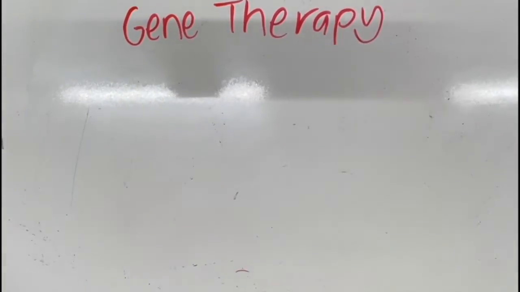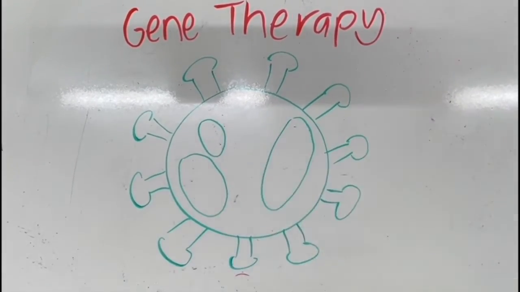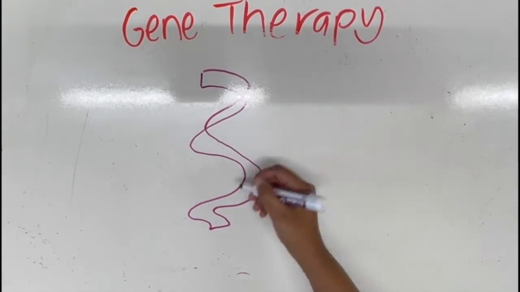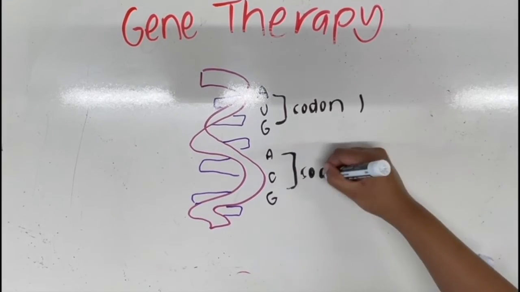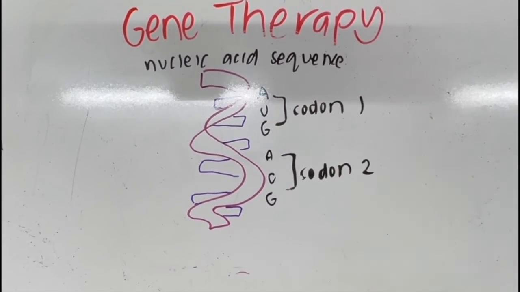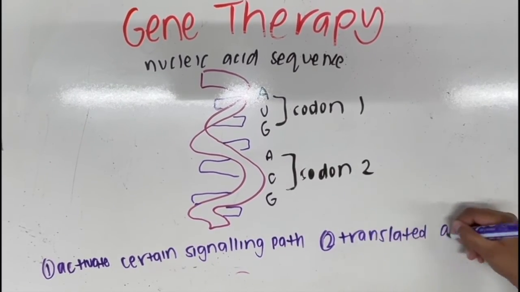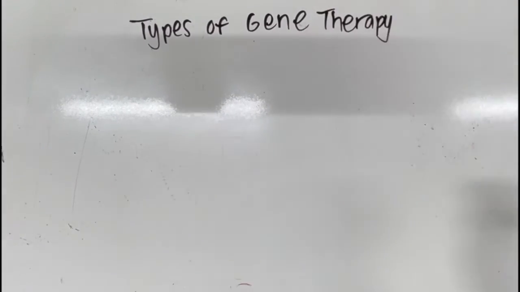Gene therapy reprograms a virus into an anti-cancer agent. It involves using specific nucleic acid sequences that, once vectorized, which means to insert into a transporter, and delivered to target cells in patients, will be inserted into cells' genomes and expressed as any other gene might. The gene can then be used to activate a certain signaling path or be translated as a protein with many applications. There are two types of gene therapy.